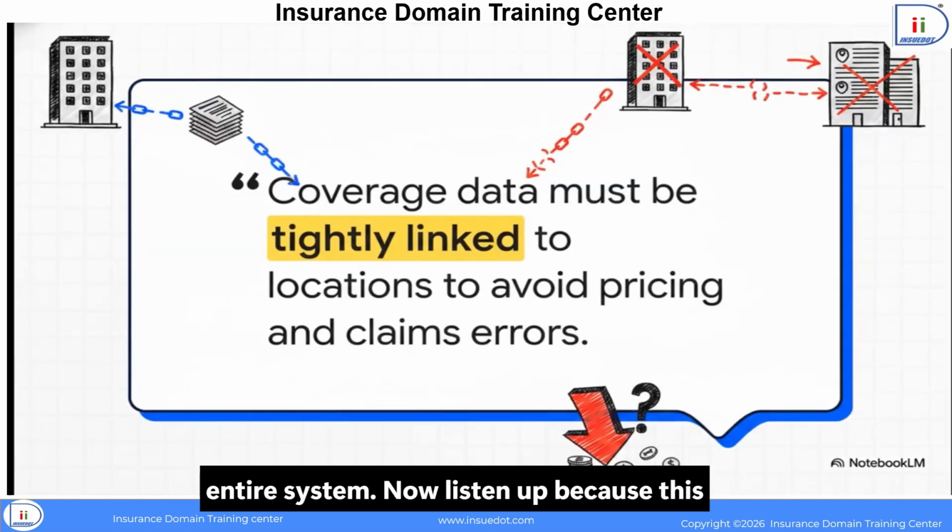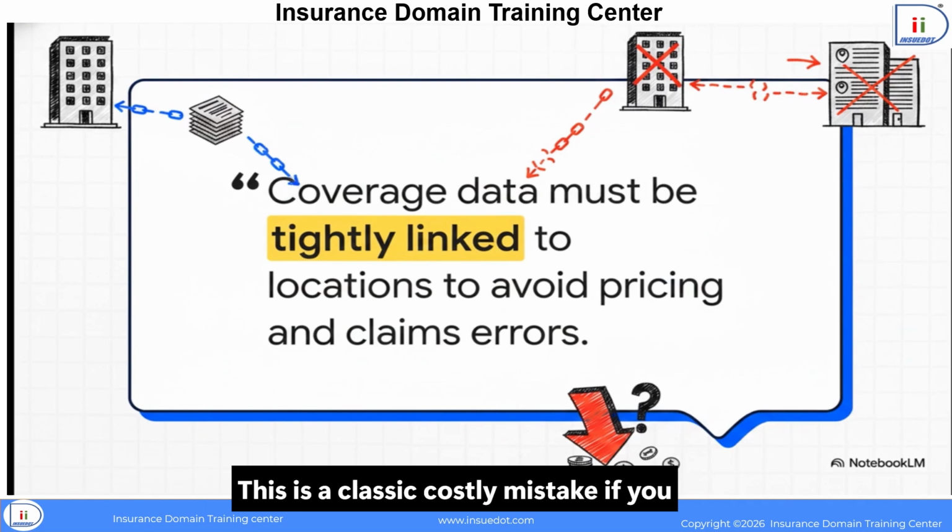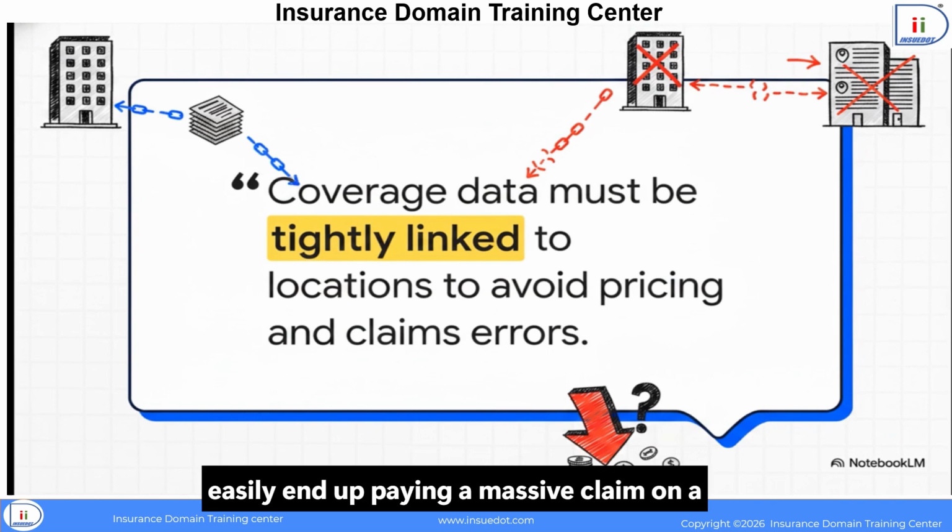Now, listen up, because this is a pro tip for any implementation team. This is a classic, costly mistake. If you only link a coverage to the main policy and not to the specific building it's for, you are asking for trouble. You could easily end up paying a massive claim on a building that wasn't even supposed to have that protection. It's a huge source of errors.